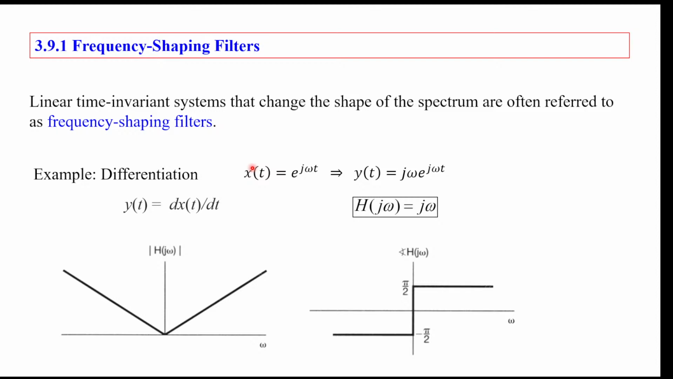Okay, let's start with an example, which is a different way to see the previous example we've seen. First we have a frequency shaping filter. An LTI system that changes the shape of the spectrum is called a frequency shaping filter. The name is not too important, but let's see the concept here. For example, differentiation is an LTI system: you have x of t, then the output y of t equals dx/dt. We try to see what the big H is for differentiation.